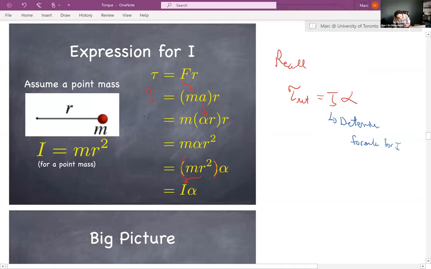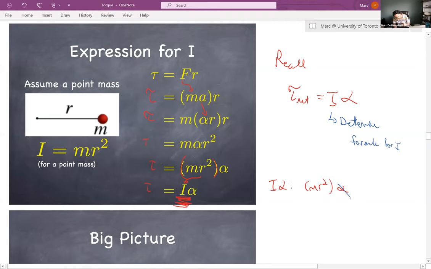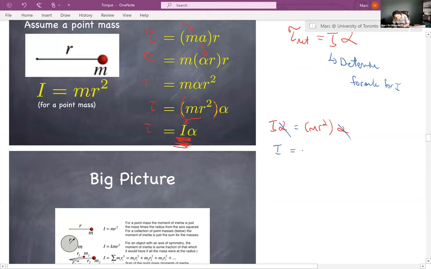So overall, I know that my right-hand side has to equal I alpha. So when I equate the two, when I say I alpha equals MR squared alpha, you can easily see that the moment of inertia I equals MR squared. So that allows us to come up with a formula.